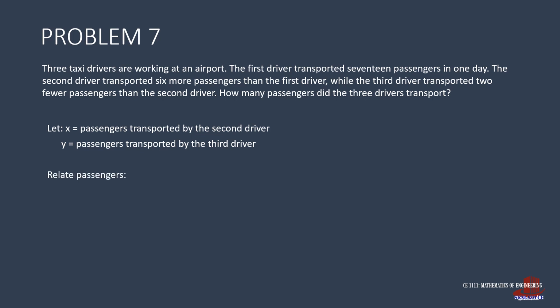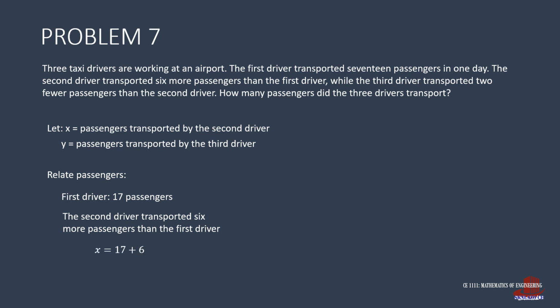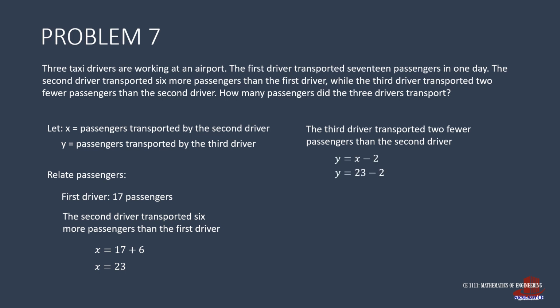Relating the passengers transported, we know that the first driver has served 17 passengers. The second driver has 6 more, making X as 17 plus 6, resulting to 23. The third has 2 fewer than the second driver, and that is 23 minus 2, giving 21. The total number of passengers transported is then from the first, second, and third drivers. That would be 17 plus 23 plus 21, resulting to 61.